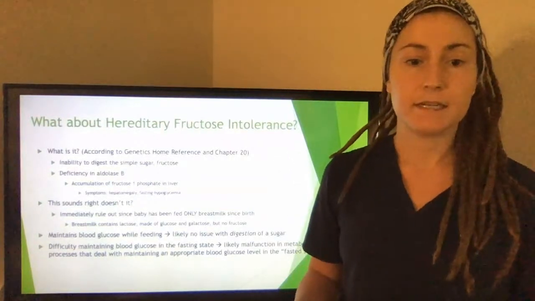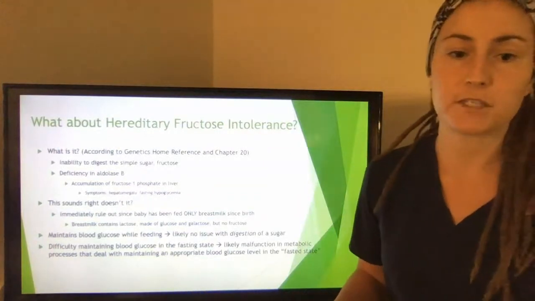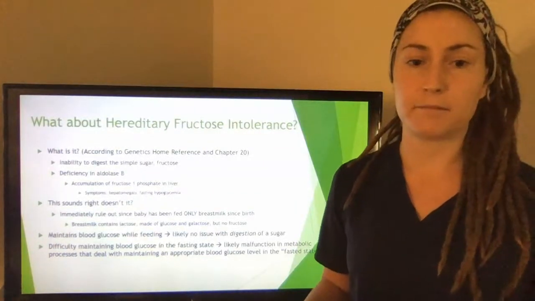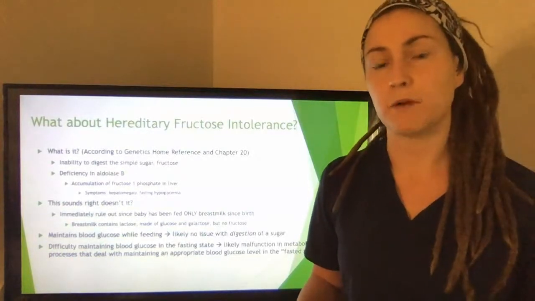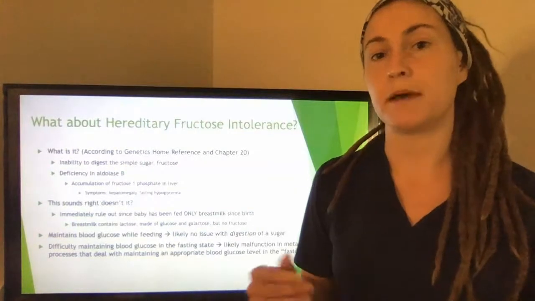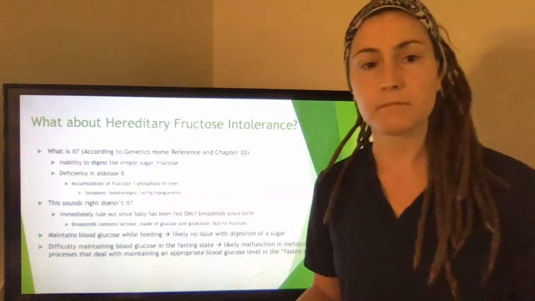Because there's a difficulty maintaining blood glucose in the fasting state, there's likely a malfunction in the metabolic processes to deal with maintaining an appropriate blood glucose in the fasted state, which is why it still leads me to believe that it's an issue with the metabolic process and why I still believe it's glycogen storage disease.